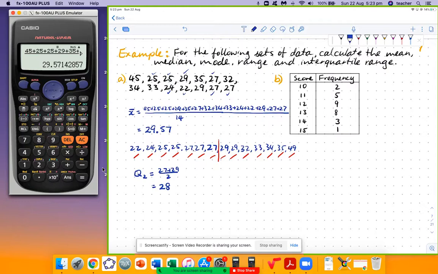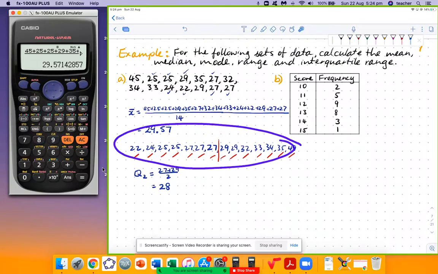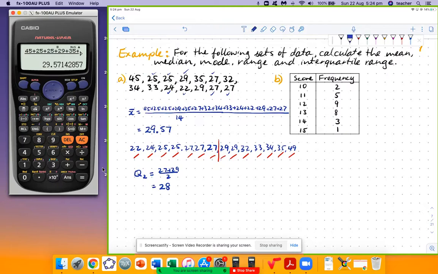To find the mode, what we need to do is find which score we saw the most of. So now that we've written them in order, it does make it a lot easier for us. And we could see that we had 3 lots of the 27, so the mode is going to be 27.